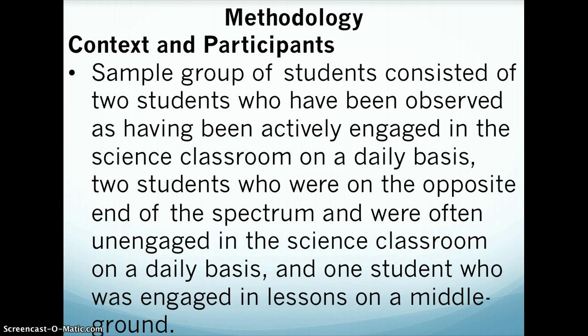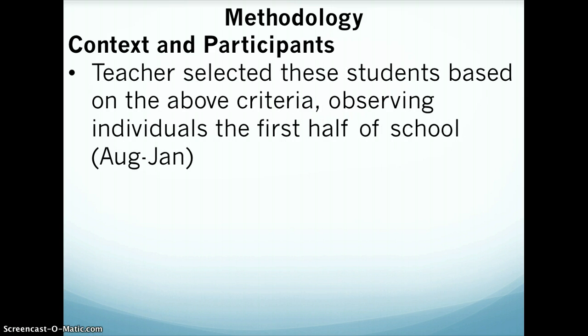And then I chose 2 students who were on the opposite side of the spectrum, who were often not engaged, who were working on other homework for other classes, had their heads down, fiddling through papers, and just were not concentrating on the subject. And then I chose 1 student who was in between. Sometimes I could get this person to be engaged, other times I could not. I also chose these 5 students based on the first half of the school year.